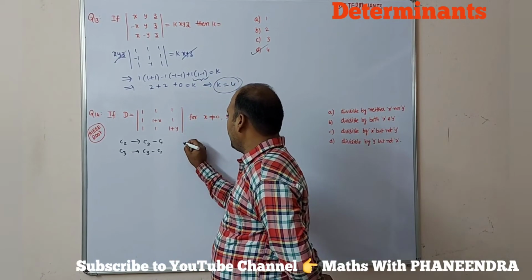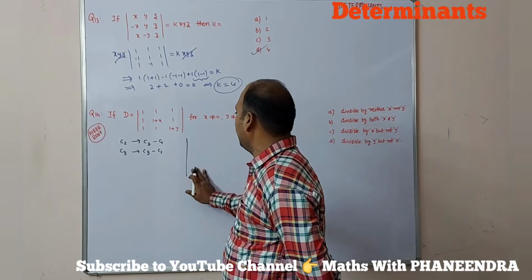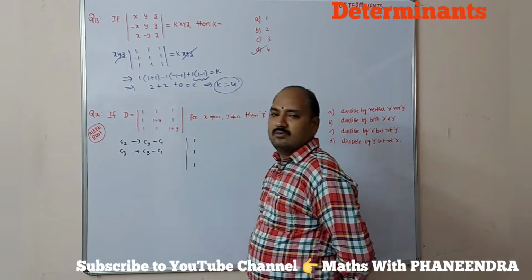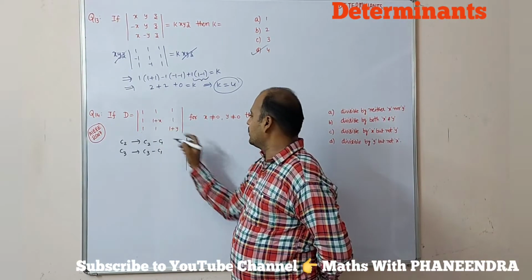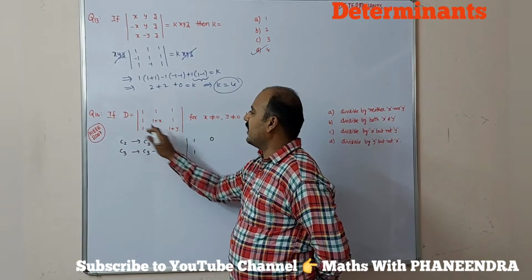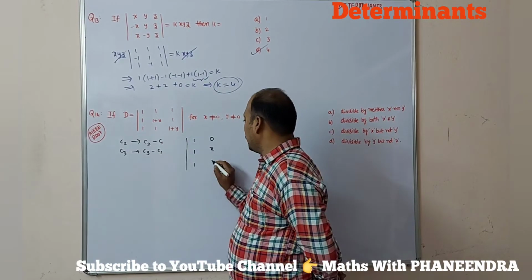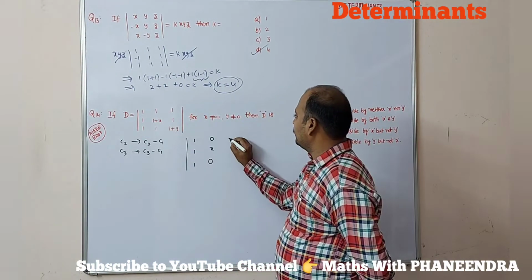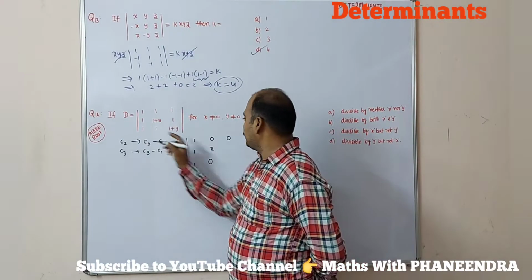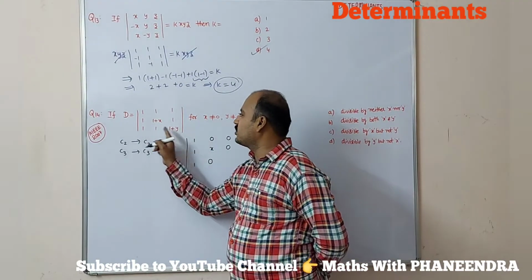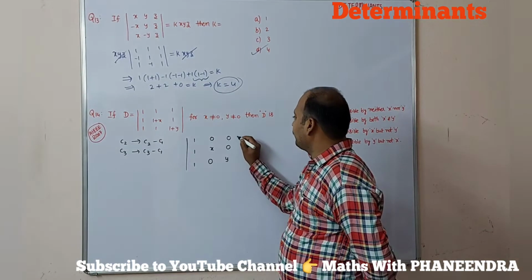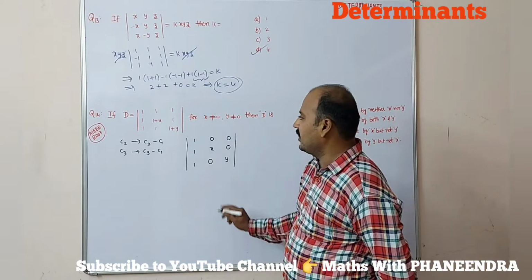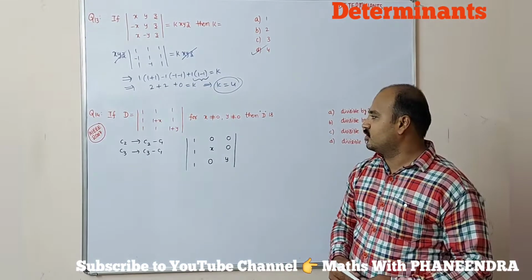After applying these operations, this determinant will become: C1 cannot be changed, so 1, 1, 1. C2 minus C1: 1 minus 1, 0; 1 plus x minus 1, x; 1 minus 1, 0. Similarly, C3 minus C1: 1 minus 1, 0; 1 minus 1, 0; 1 plus y minus 1, so y. I hope everyone understands this operation.